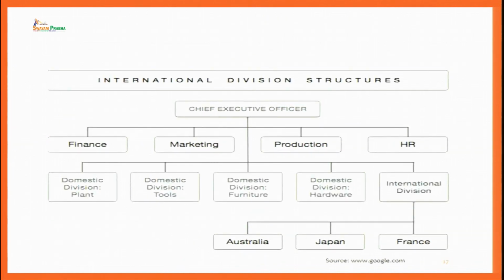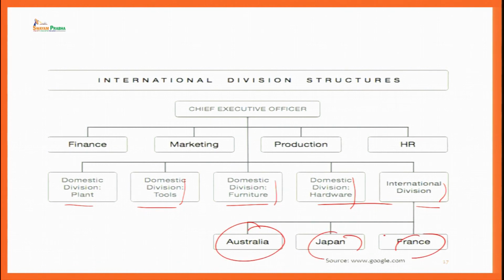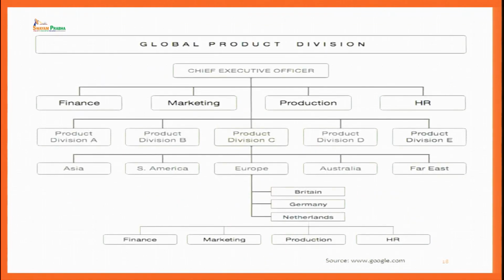In the international division structure, you have a segregation on the basis of the plant. You have a domestic division for plant, a domestic division for tools, a domestic division for furniture and hardware, and an international division, which looks after different parts of the world. There is also a global product division, based on the product you are producing in the country. Say there are products from A to E, and product C is getting a lot of popularity in the foreign market. So you put product C forward for the various foreign markets and keep the rest for the domestic market, and this is what is shown in this chart.